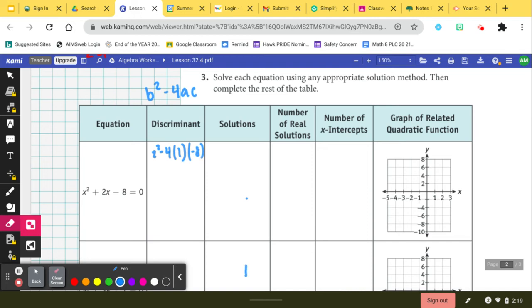2 squared is 4. 4 times 1 is 4, times negative 8 is negative 32. So our discriminant is 36. Let's determine our solution. So just using the quadratic formula, we already know what b squared minus 4ac is. So really we're just dealing with negative b, so negative 2.